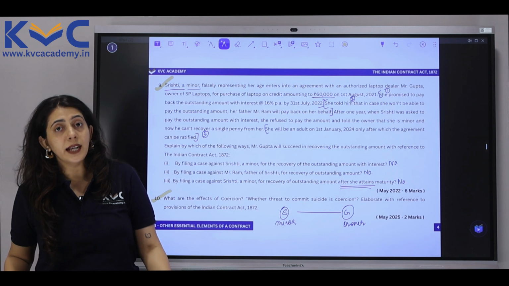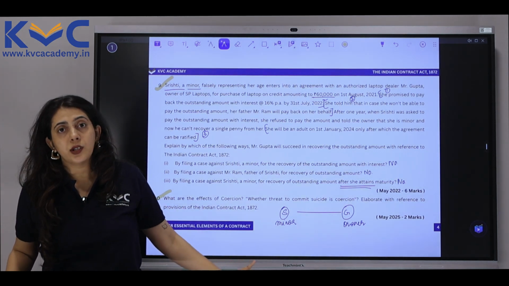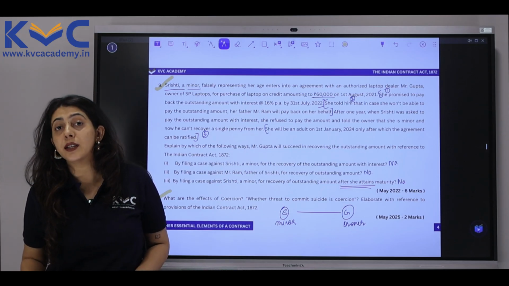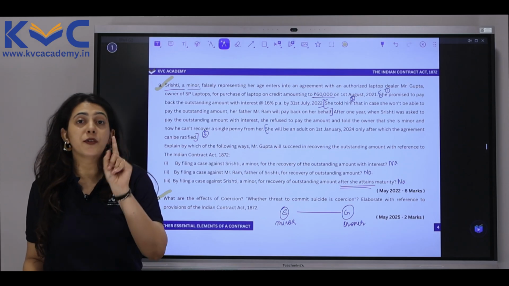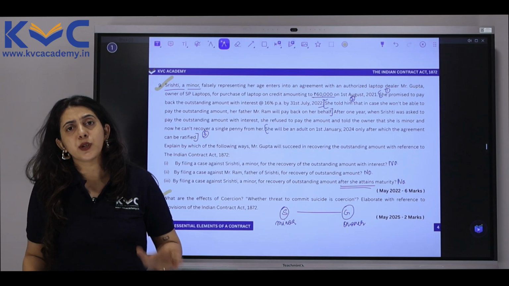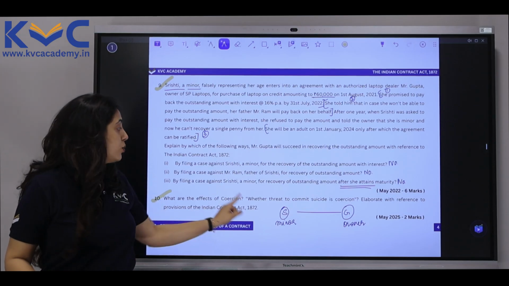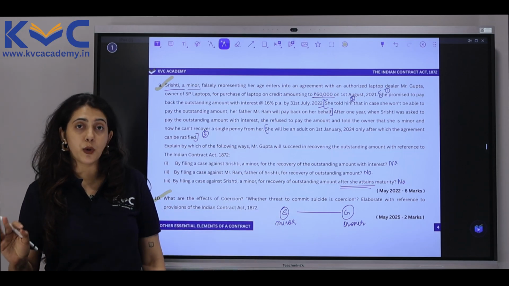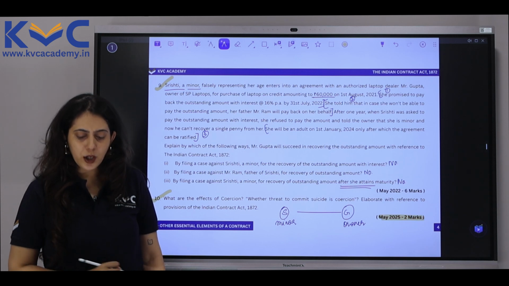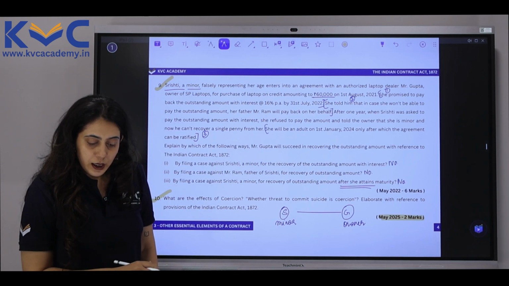Threat to commit suicide does amount to coercion under section 15. What is the reason for the same? It is because suicide is an act which is forbidden by the Indian Penal Code. And as per the first point under coercion, threatening to commit or actually committing an act which is against the IPC is covered under the definition of coercion. So yes, threat to commit suicide does amount to coercion under section 15. Simple question, just for 2 marks in May 2025. Okay, let's continue.